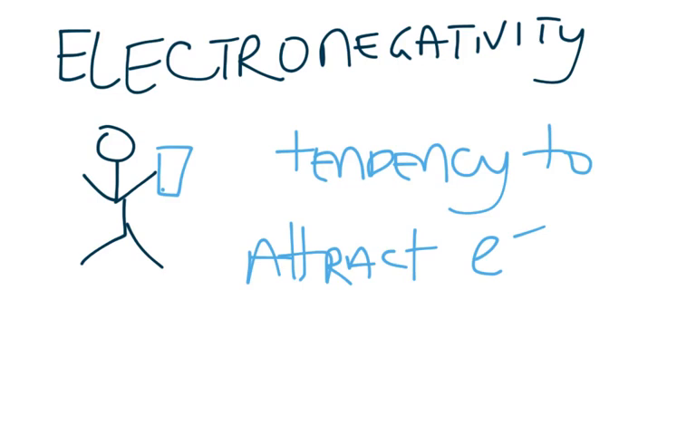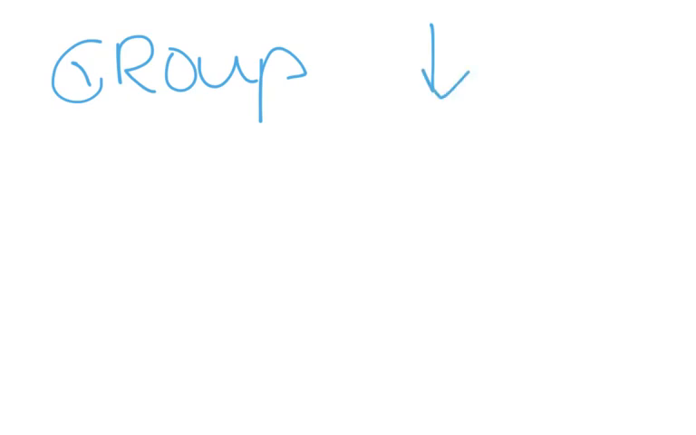If I'm holding on to my Doritos for dear life, you're going to have to work to get them. But if I'm holding on to them with 2 fingers, you can easily grab them. So when we look at the trends, we see it's the same as ionization energy. If I look at the group moving down, I've got more shielding. I've got less attraction for electrons.